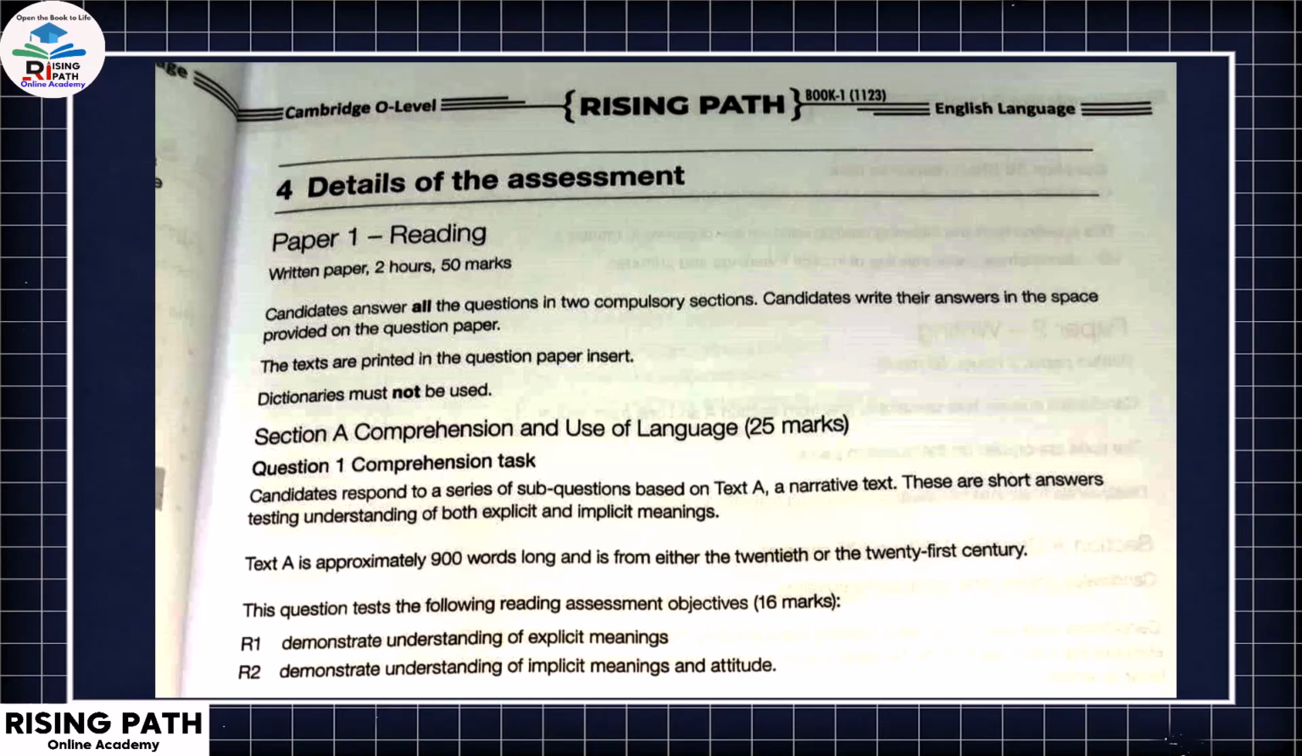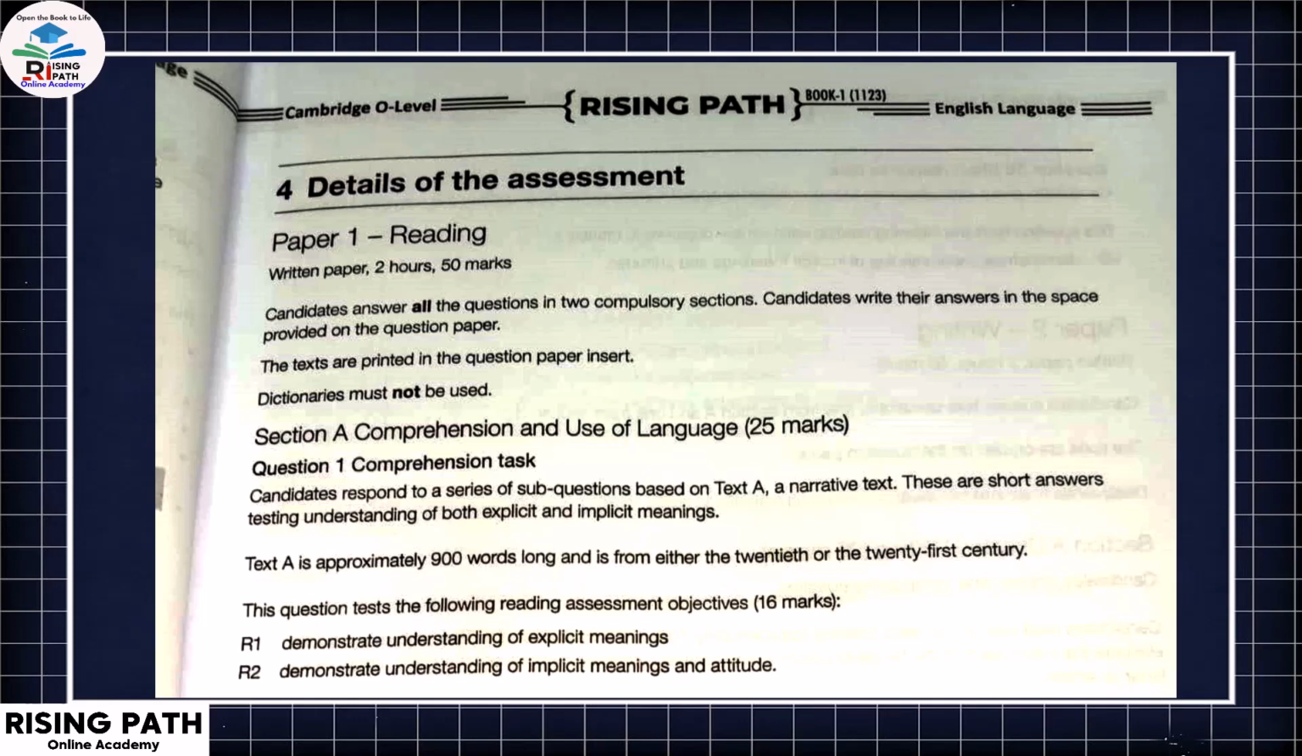Candidates answer all the questions in two compulsory sections. You have the specimen paper, so you are going to analyze it and see what the two kinds of questions are. Candidates write their answers in the space provided on the question paper. It is a printed paper, and you have to answer on the question sheet. No extra sheet is going to be taken. This is very important. Dictionaries must not be used.